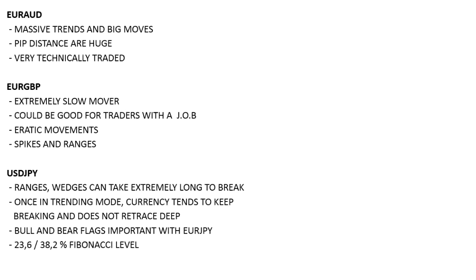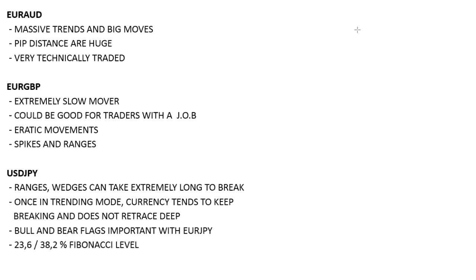Okay, now let's look at the US dollar Japanese yen. It ranges, and wedges can take extremely long to break. Once in a trending mood, the currency tends to keep breaking and does not retrace deep. Meaning that once it's in a trending mood, instead of retracing all the way up to here, it's more likely to retrace to here and then continue its journey.